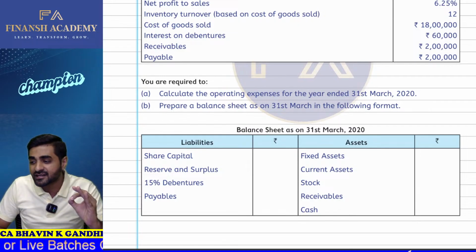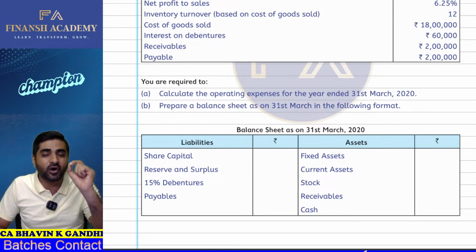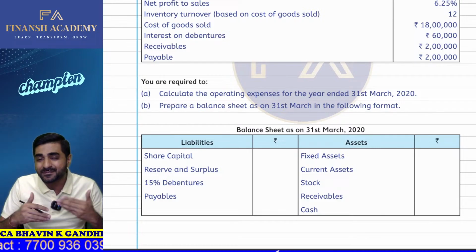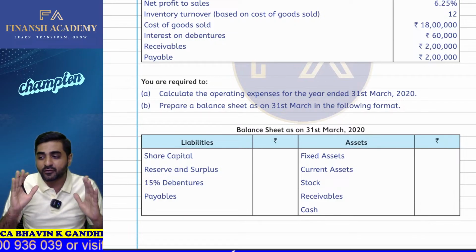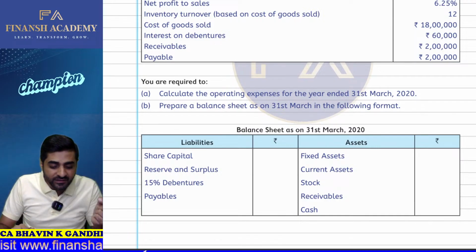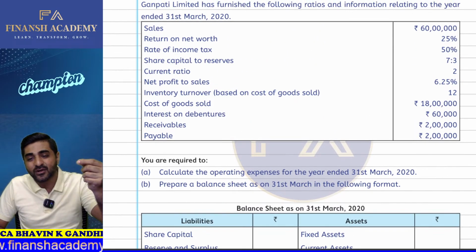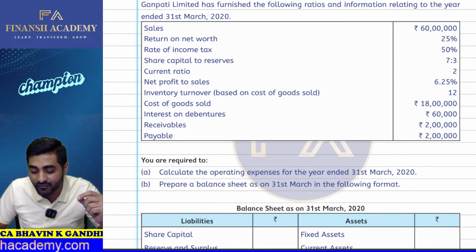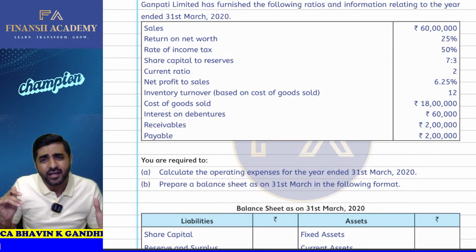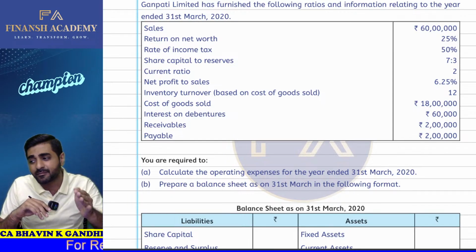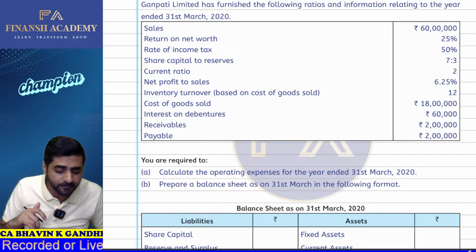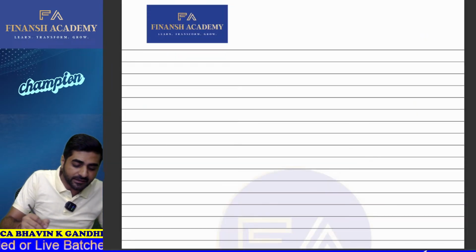And the first thing they have asked you is to calculate what should be your operating expenses. So to calculate this operating expense, we definitely have to prepare your income statement. Because in this particular question, we have sales available, we have COGS available, and we have your net profits also available. So we have all these things available. We just have to simply prepare the income statement to calculate the amount of your operating expenses. So let's start with your question number 9.